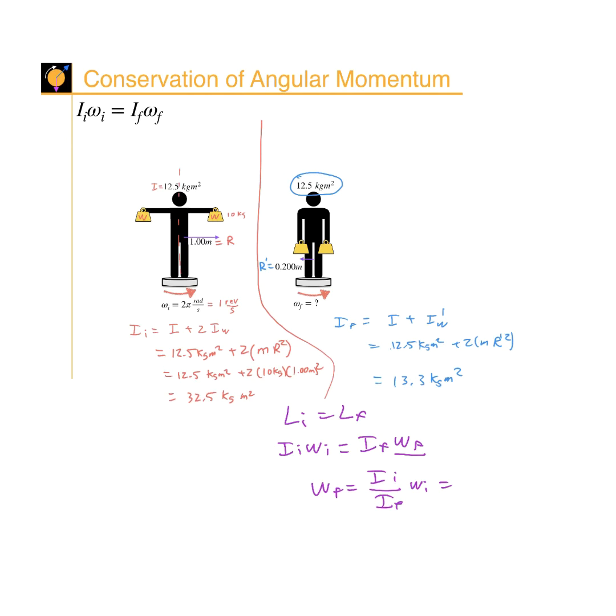And I plug in my numbers and I get 2.44 revolutions per second for the final angular velocity. The initial angular velocity was 1 revolution per second. So by bringing those 10 kilogram weights in, he started moving 2.5 times faster.